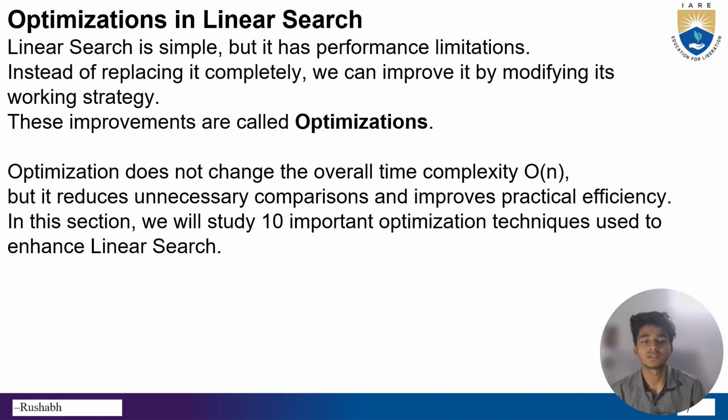Optimization in linear search. Linear search is simple but it has performance limitations. Instead of replacing it completely, we can improve it by modifying its working strategy. These improvements are called optimizations. Optimization does not change the overall time complexity O of n, but it reduces unnecessary comparisons and improves practical efficiency. In this section, we will study 10 important optimization techniques used to enhance linear search.